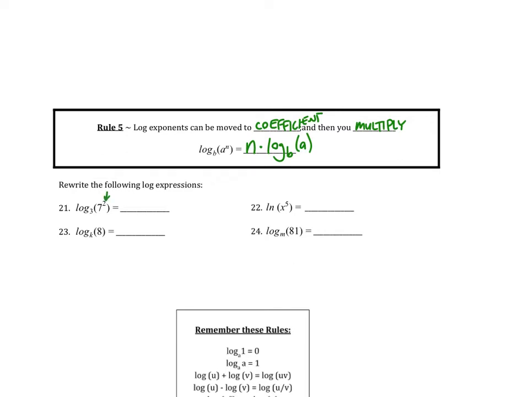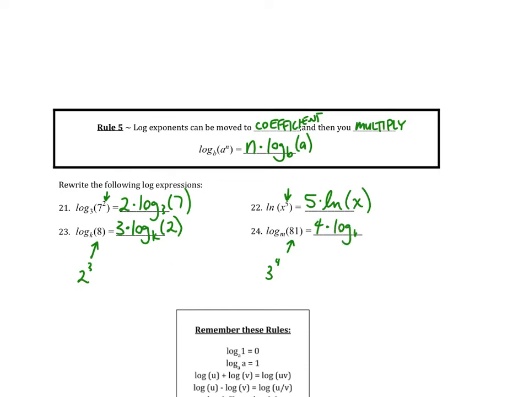Here's my coefficient, so I'm just going to pull that in front, times log base 3 of 7. Right here, 8 is really 2 cubed, so I'm going to pull the 3 out front, and then I have log base k of 2. My exponent is 5, so I have 5 times the natural log of x, and then 81. We know that's 3 to the 4th, so I have 4 times log base m of 3.